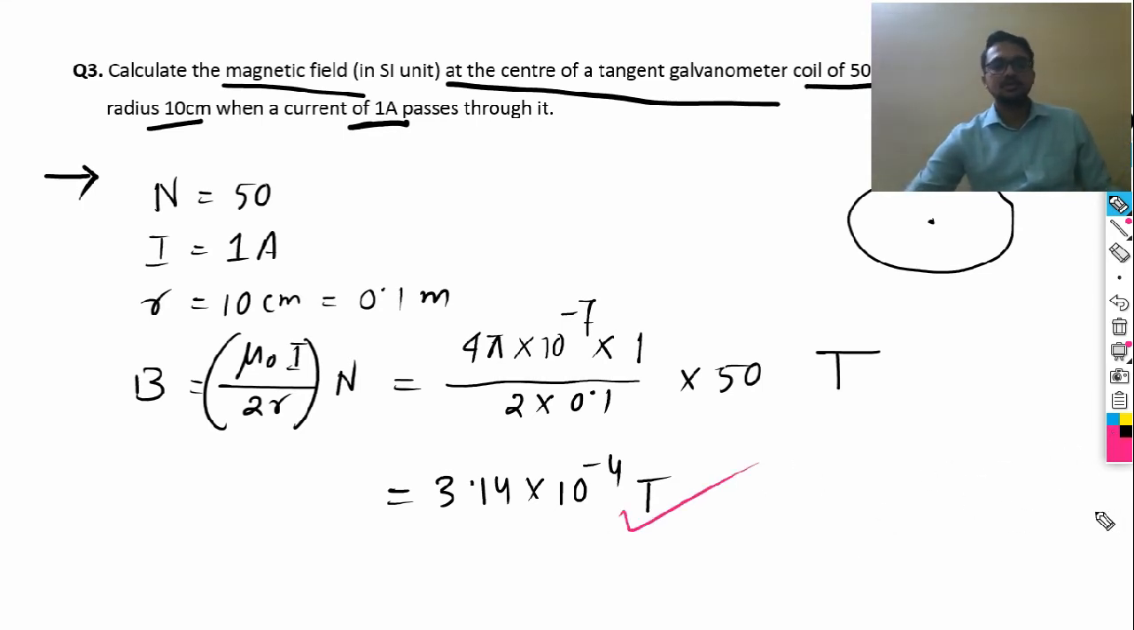Leave it here. You don't have to write too much. Only this much you have to write. First of all, write the given quantities. Write the formula. Then put the values in the formula. Bas, finished. You don't have to write too many things.